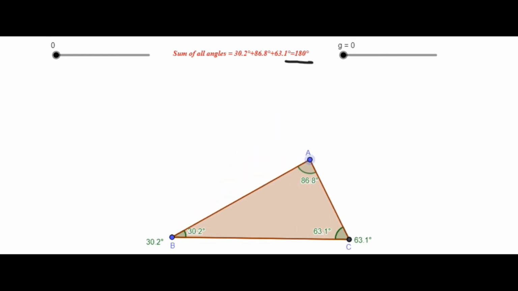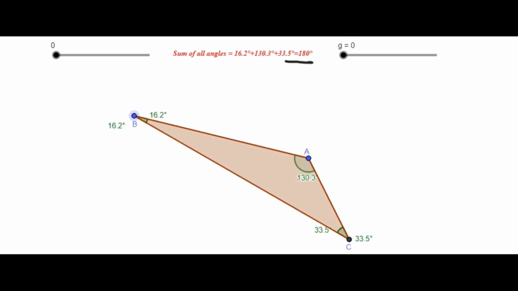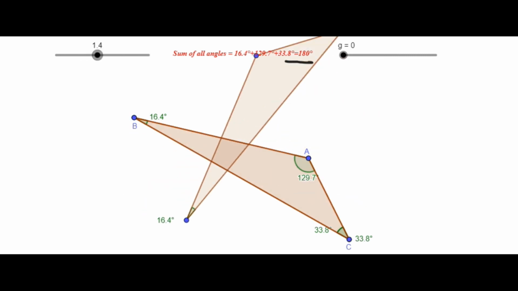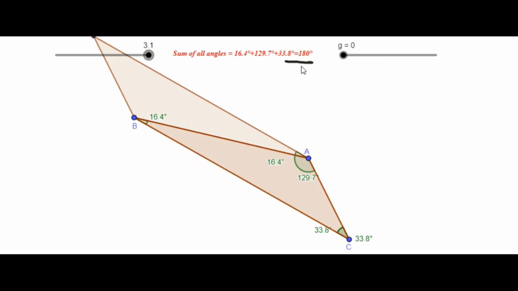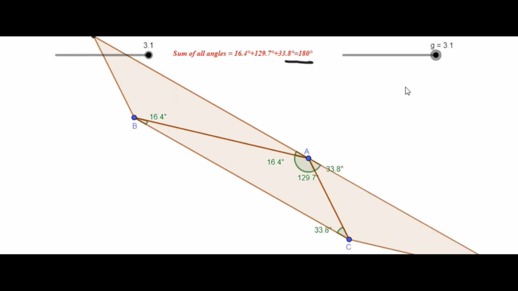Let's take another triangle, but in a different way. Let's bring this here. I can do it whatever way I like. I can take this kind of triangle. Here the three angles are 16.4 degrees, 129.7 degrees and 33.8 degrees. If I add them all together, it's still 180 degrees. If I move the slider, this triangle goes here and this goes here. So again they lie in the same straight line, which is 180 degrees.